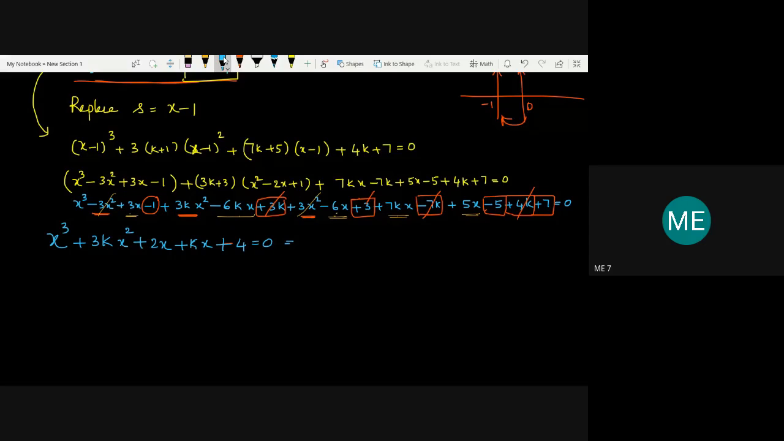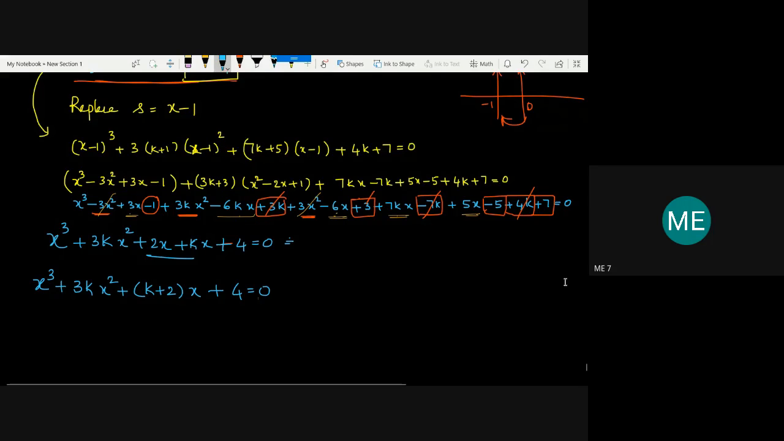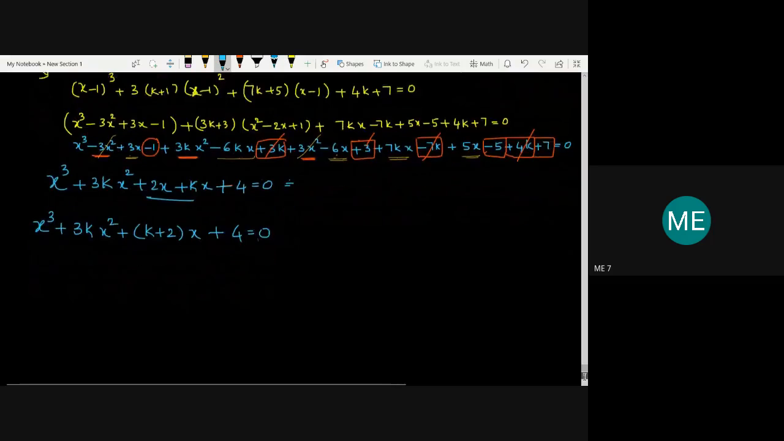Now I can write this characteristic equation by combining these two terms also. So x cube plus 3kx square plus (k plus 2) into x plus 4 equal to 0. This is the characteristic equation after replacing the s value with x minus 1.